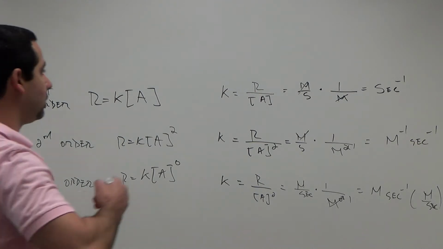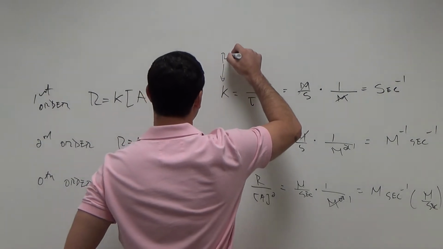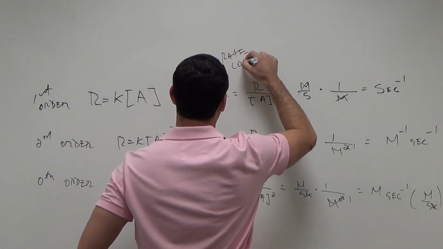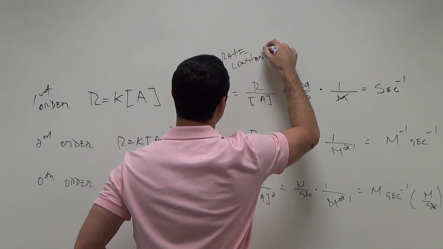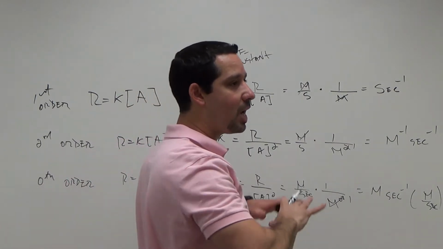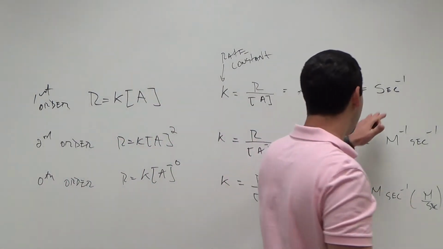This is called the rate constant, yes? This is the rate constant. On the test, I'm going to give you stuff, okay? And I am not going to tell you what order it is. You have to look at the units.